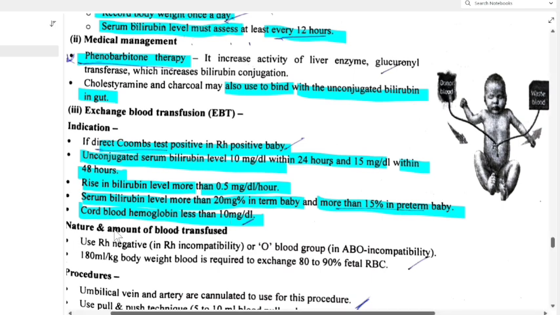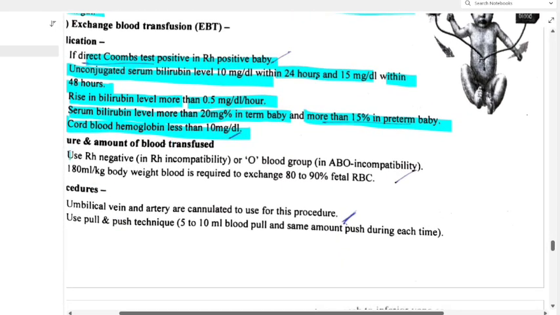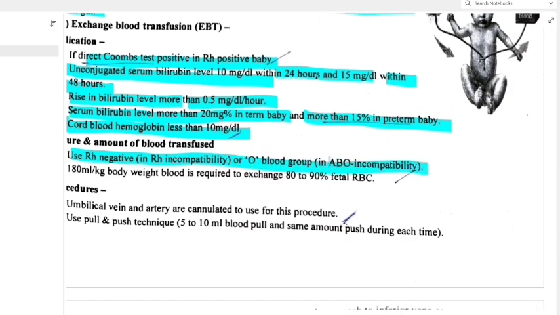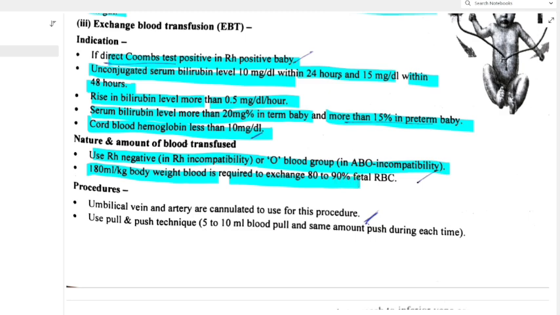Now comes the nature and amount of blood transfused. Use Rh negative blood in Rh incompatibility or O blood group in ABO incompatibility. Fine. Then 180 ml per kg body weight of blood is required to exchange 80 to 90% of fetal RBC. Now what is the procedure? Umbilical vein and artery are cannulated for this procedure. Use the pull and push technique, that is 5 to 10 ml blood pulled and the same amount pushed each time. So this is the basic procedure.